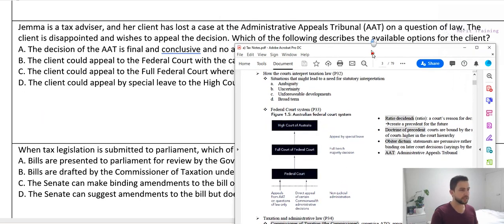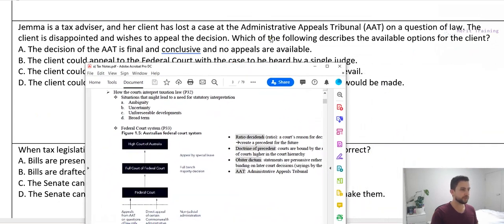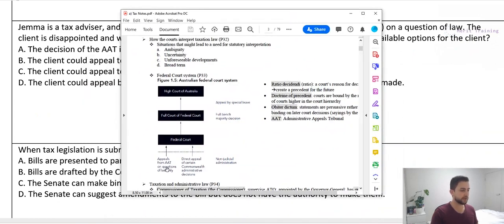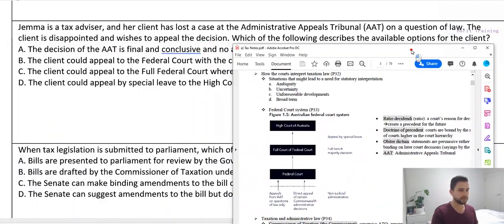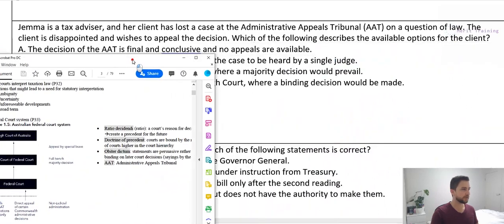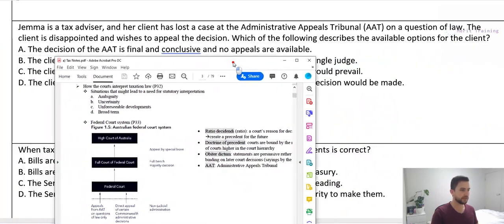So basically if we apply this to the question, so we know that they've lost a case to the AAT, so they're down here currently and they want to appeal it, so they go up to this next level, federal court. The client is disappointed, wishes to appeal the decision. So the decision of the AAT is final, conclusive, and no appeals are available.